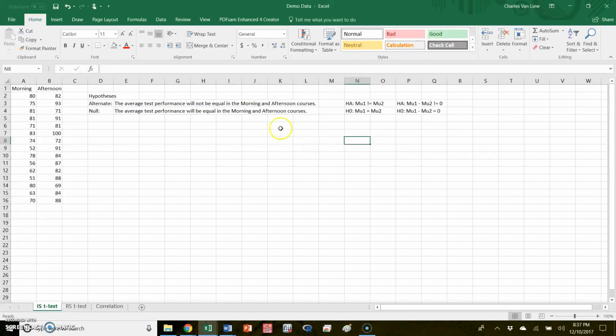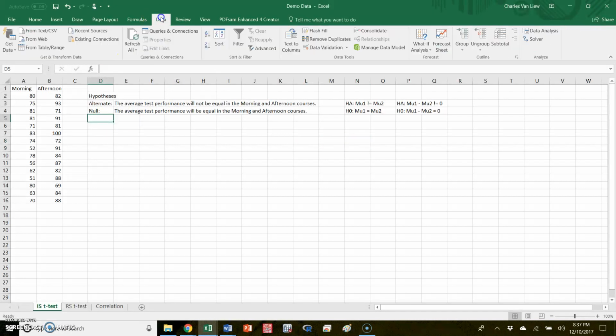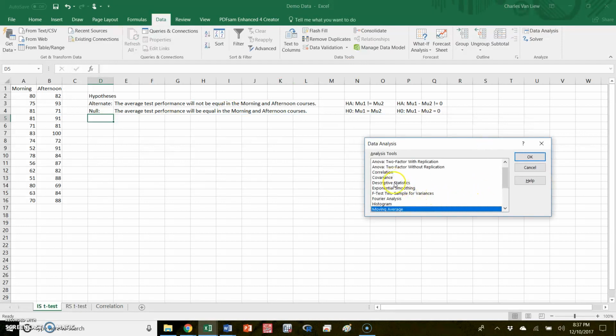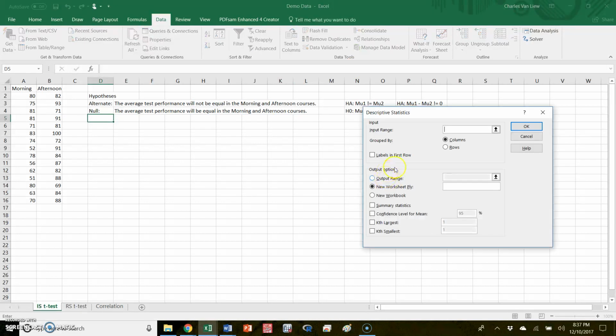So now how do we go about performing some of these important tests? The first thing I'd say we should do is get descriptive statistics. So we're going to go to data and to data analysis. Under data analysis, we're going to have the options that we need. I say first, let's start with descriptive statistics. So we can get our descriptive statistics for each of our two groups. So we can get them for morning.